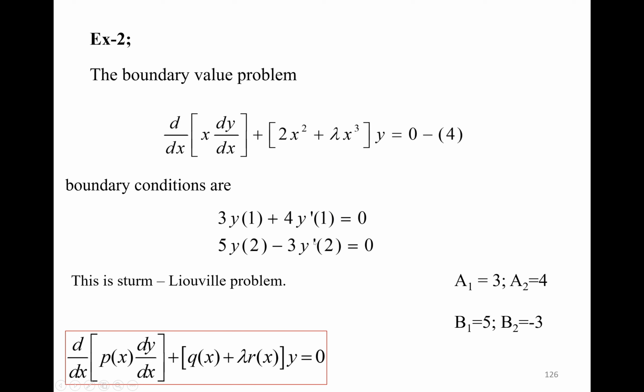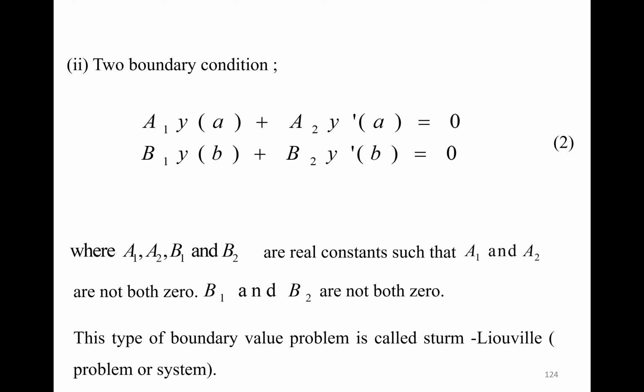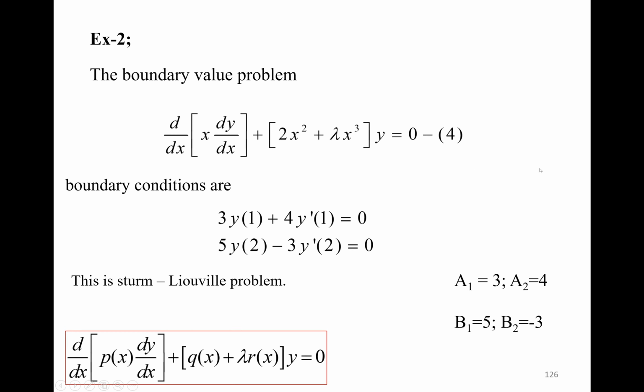When you look at the boundary conditions, we already know the boundary conditions in equation 2. You can compare that with this new boundary condition. We can say that A1 equals 3, A2 equals 4, B1 equals 5, B2 equals minus 3. And this is also a Sturm-Liouville problem. When you compare equation 4 with the Sturm-Liouville equation, it exactly resembles it. So this is also a Sturm-Liouville differential equation.